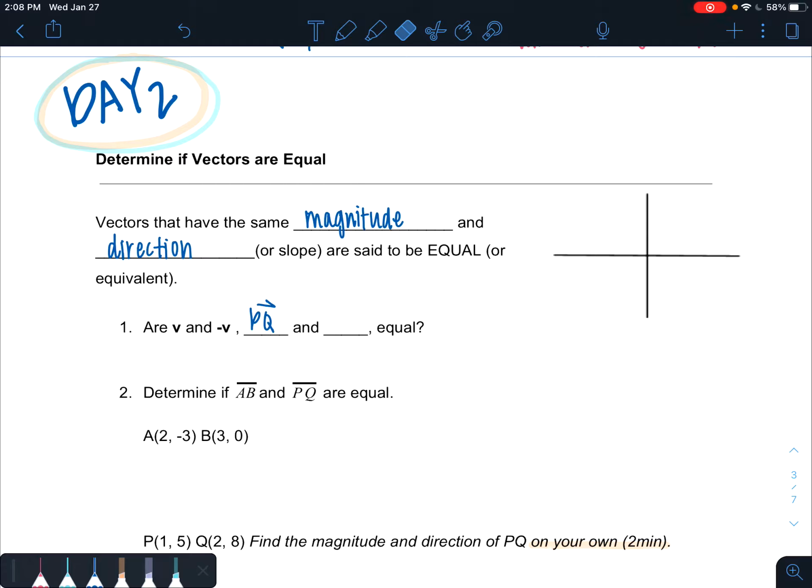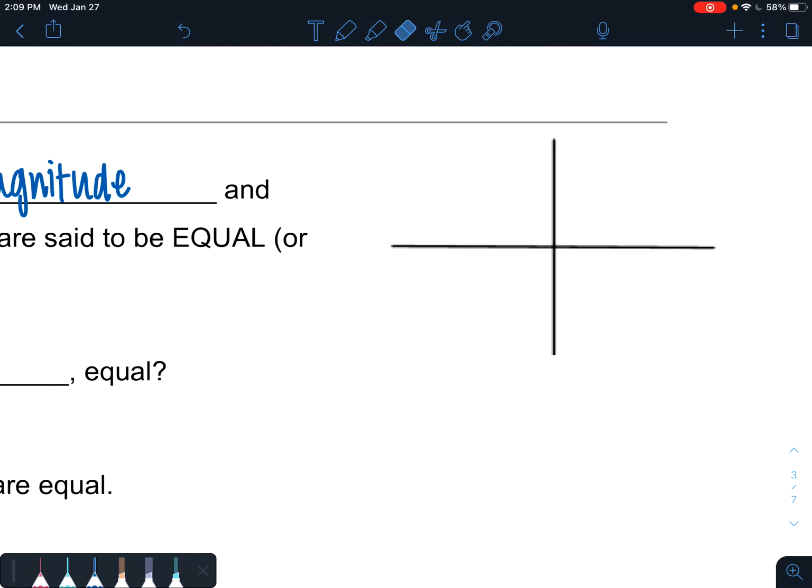Okay, so if I have vectors that have the same magnitude and direction, then they are said to be equal or equivalent. So here I'm just going to draw some random vector, and I can put it anywhere on this graph and it's still the same vector.